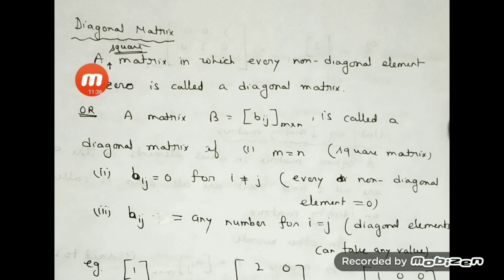It must be a square matrix. So let us take a square matrix. A square matrix in which every non-diagonal element is 0 is called a diagonal matrix. It must be a square matrix, and in it the non-diagonal elements must be equal to 0. The diagonal elements can be anything, 0 or non-zero, but the non-diagonal elements must be 0. So a square matrix in which every non-diagonal element is 0 is called a diagonal matrix.